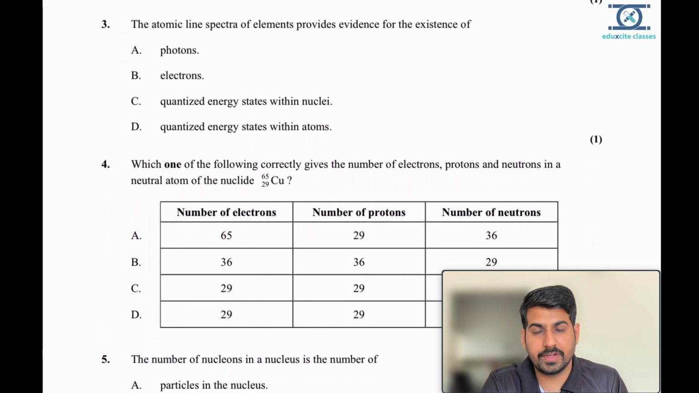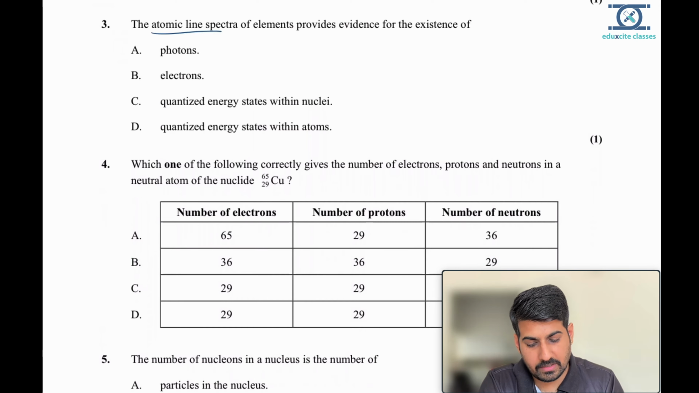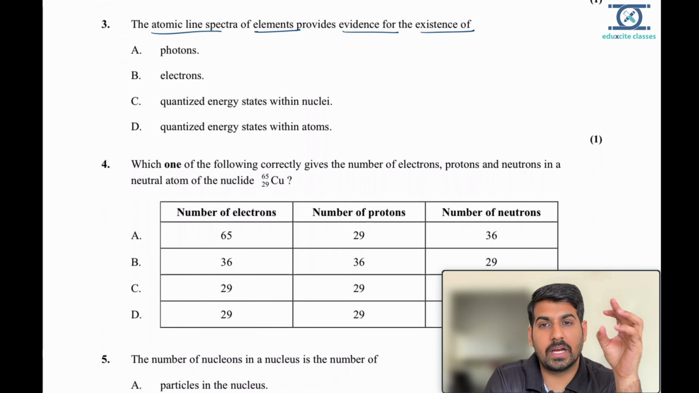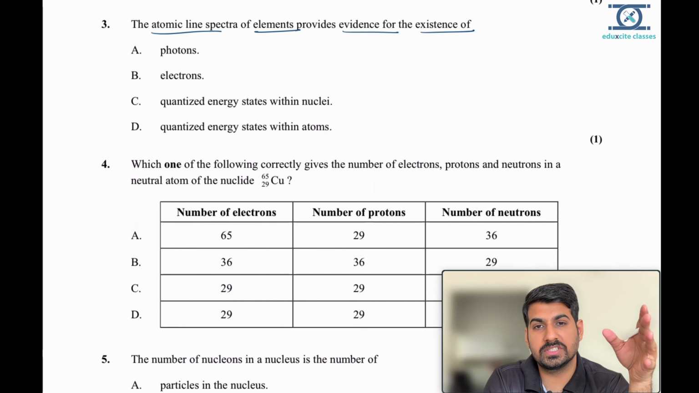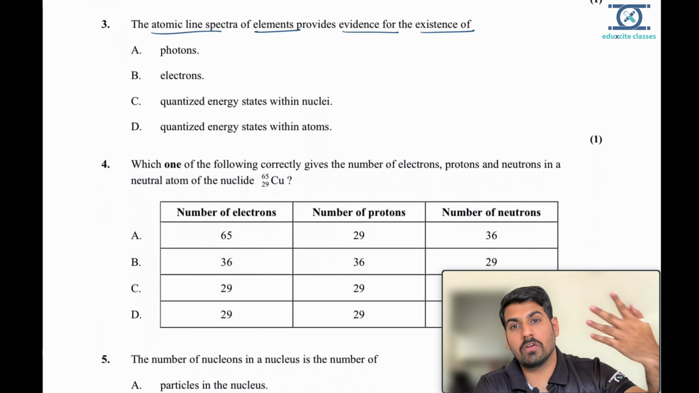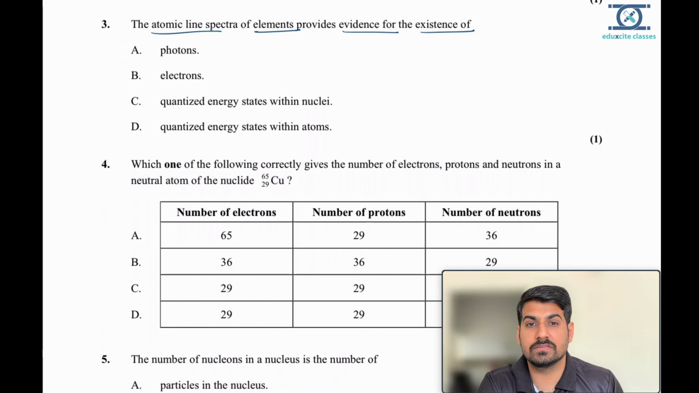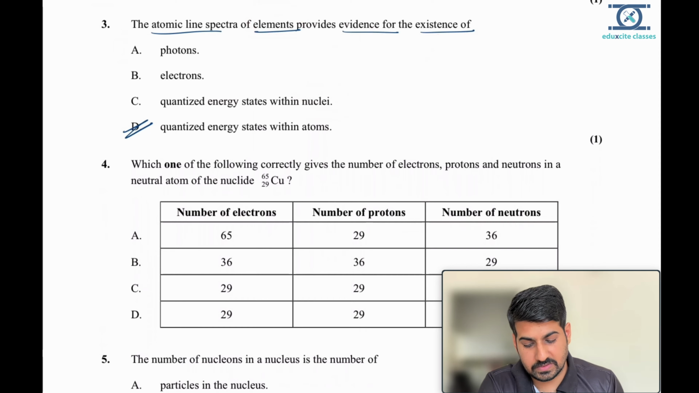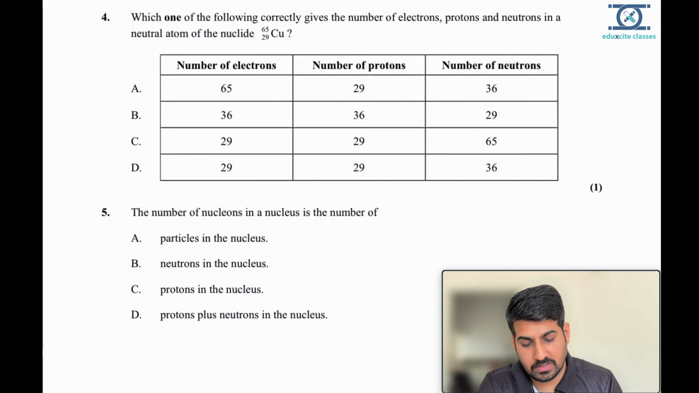Now question number 3. The atomic line spectra of elements provide the evidence for the existence of... Now we know that the line spectra, whether absorption or emission line spectra, give us the evidence of quantized energy levels within the atoms, not the nucleus, because we are talking about the elements' existence. So it is within the atoms. Option D.